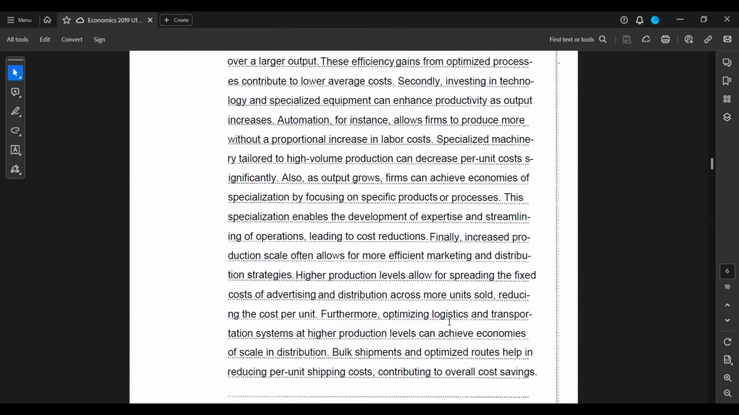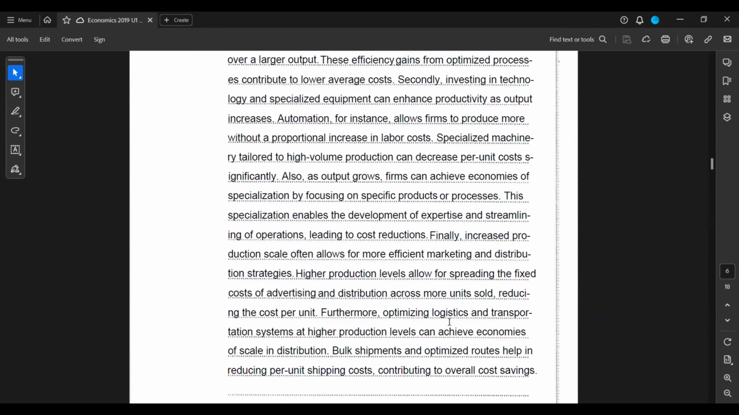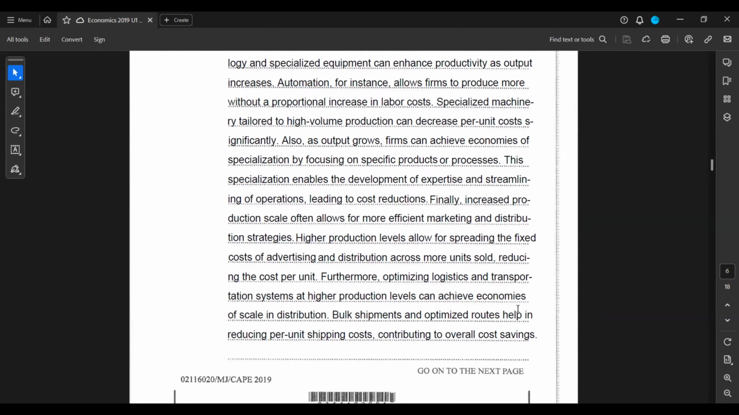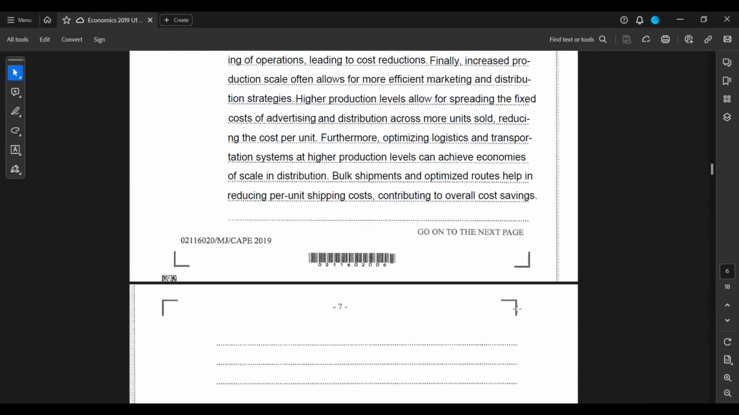Finally, increased production scale often allows for more efficient marketing and distribution strategies. Higher production levels allow for spreading the fixed costs of advertising and distribution across more units sold, reducing the cost per unit. Furthermore, optimized logistics and transportation systems at higher production levels can achieve economies of scale in distribution. Bulk shipments and optimized routes help in reducing per unit shipping costs, contributing to overall cost savings.